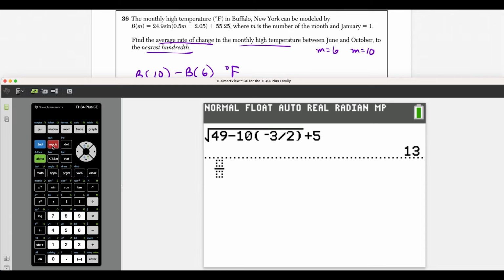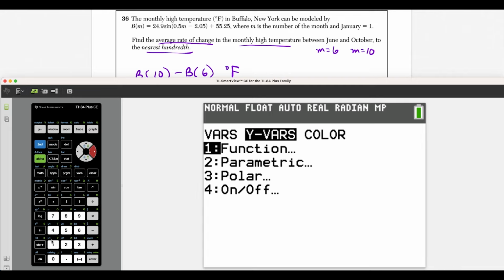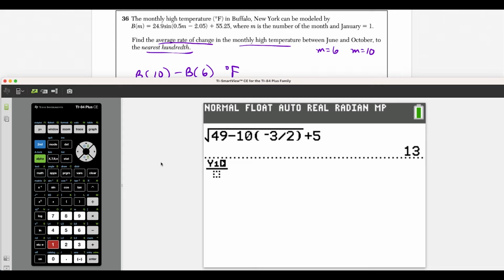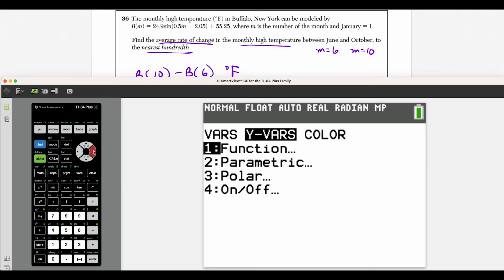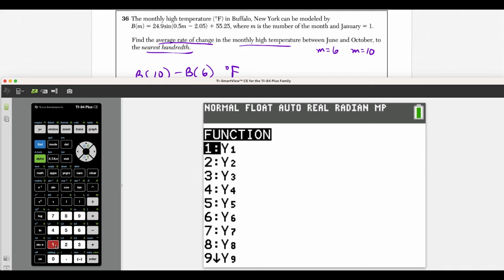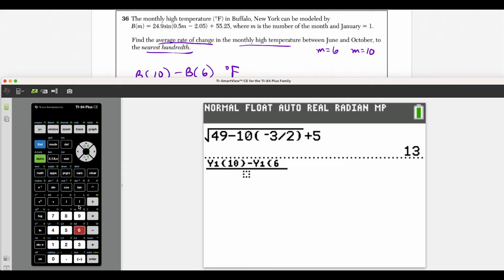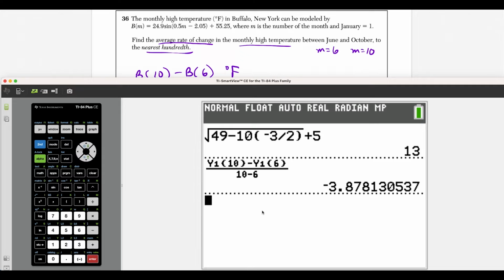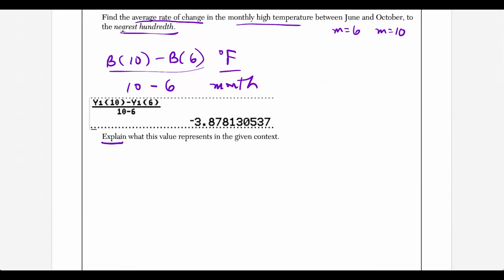So what I could do is I could go over to the numerator and I'm going to press vars. I'm going to go to the right to function. And y1 is where I saved my function and I'm evaluating it at 10. I'm going to write that in parentheses and close it. I'm going to subtract. B of 6 is going to be y1. So vars, go to the right to function, y1 of 6. I close the parentheses, and then I'm dividing by 10 minus 6. I'm going to pretend I don't know that 10 minus 6 is 4. And now I press enter, and it's going to do all the heavy lifting for us. So to the nearest hundredth, this is going to be negative 3.88 degrees Fahrenheit per month.